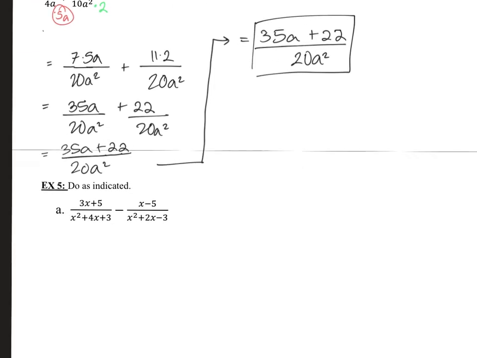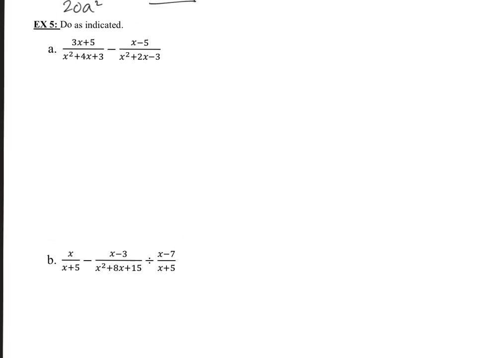All right, so let's go ahead and look at example 5. Do as indicated. Okay, what's being indicated here? It's subtraction. We're trying to subtract two fractions. How do we subtract two fractions? Well, they need to have the same denominator, and right now, these guys aren't the same. So what's our plan? Factor, find LCD. Go ahead and pause the video, try to factor this and find the LCD by yourself.